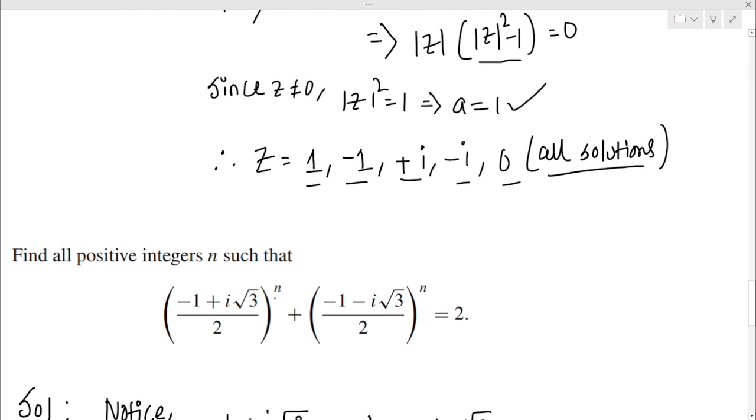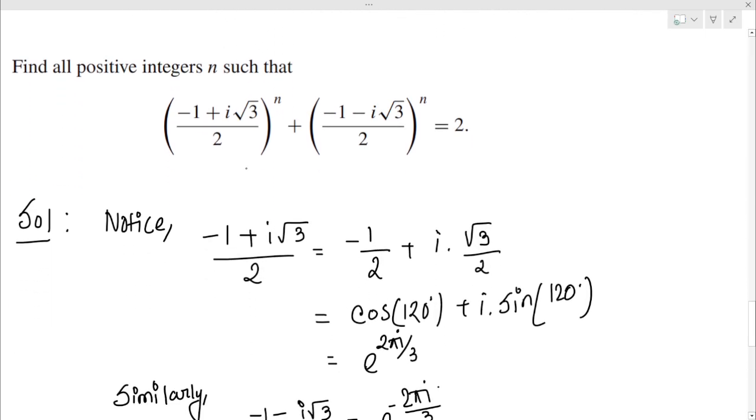Now let's go to another problem. Find all positive integers n such that this equation is satisfied: (1 plus i root 3 by 2) whole to the power n plus (minus 1 minus i root 3 by 2) whole to the power n equals 2. Now, if you know the cube roots of unity, you must notice that this is called omega and this is called omega square. You can try and proceed from there, but I would suggest doing it this way first to get a clear understanding of how the polar form of complex numbers and Euler's theorem work.